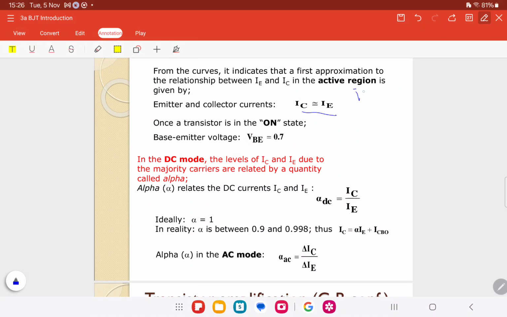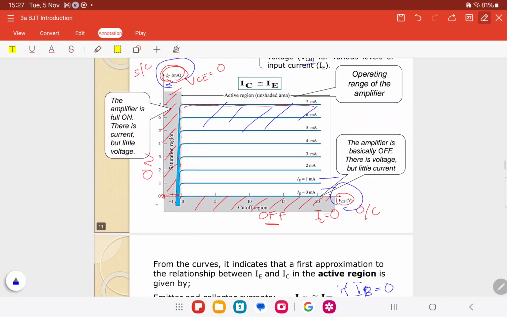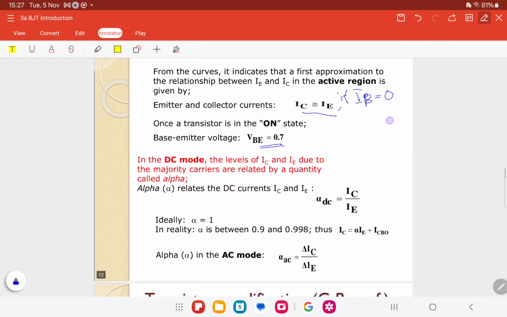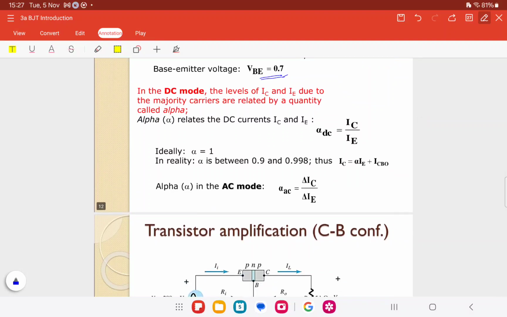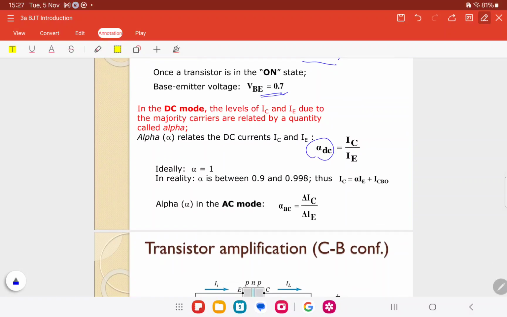This one comes from if value for IB is small, so we can say that IC is approximate to IE. And this one comes from ni, kalau nak on, value untuk VCB must be at least 0.7. Sama dengan diode punya karakteristik kan? Okay, and ini adalah amplification factor, relationship between IC and IE. Not to worry too much on this alpha value, sebab agak jarang calculations melibatkan alpha.